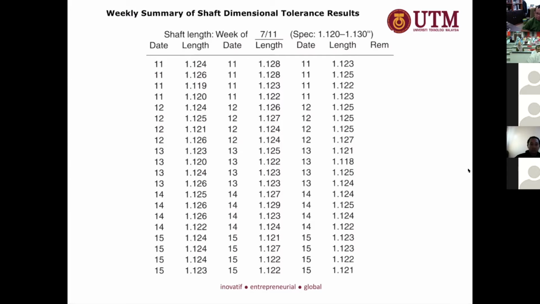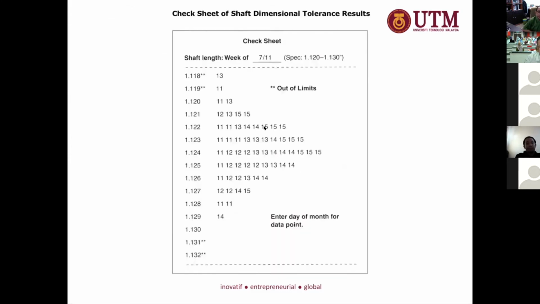You just draw it. Or maybe you program it in your computer, in your system, so that by clicking any icon, it will show you the information. By looking at this, it doesn't tell you anything. No information at all. But if you rearrange your data from here to here, it tells you something. This is what we call a check sheet.